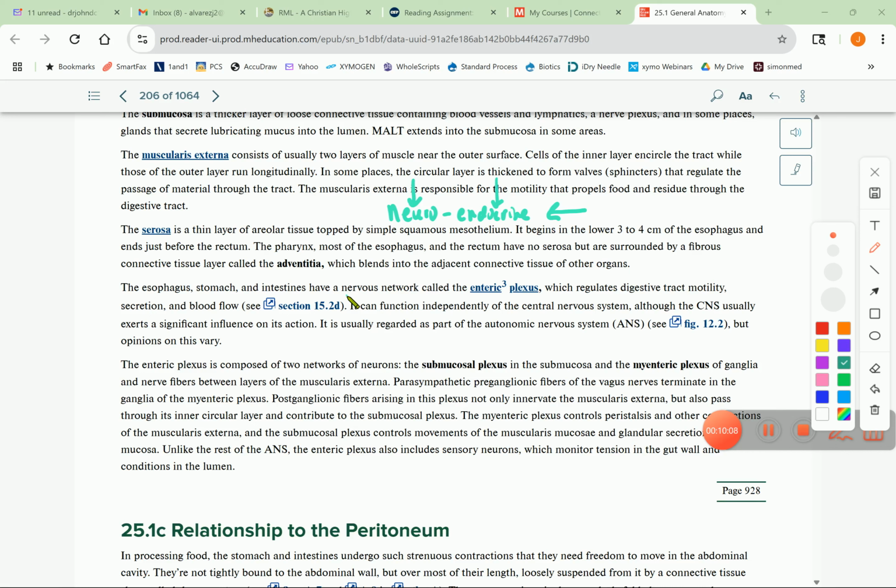There's a nerve network called the enteric plexus that regulates the digestive tract, secretion, and blood flow. Very important. So this is part of our autonomic nervous system. And then more specifically, you want to be in parasympathetics. We talked about that in a prior lecture. Parasympathetics is your rest and digest nervous system. The opposite of that is sympathetics, and that is your fight or flight.